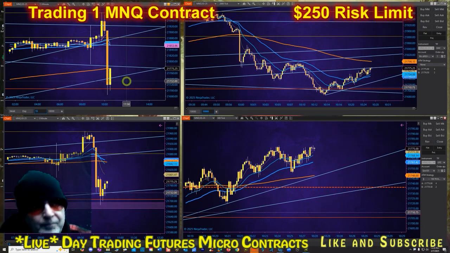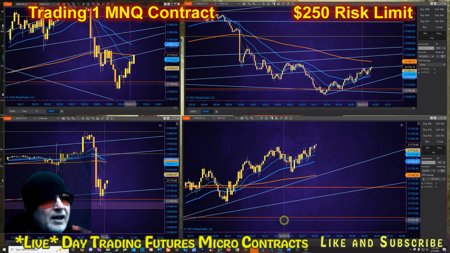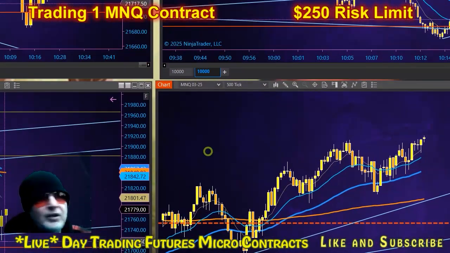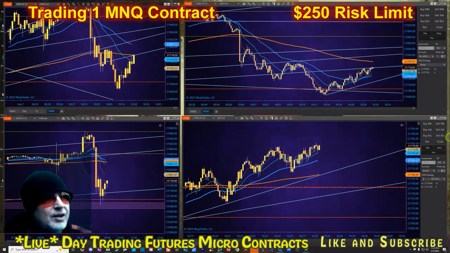If anything, I could ignore the 10,000 tick, the 15-minute, the 5-minute, and just watch the 500 tick only and take trades off of that with the moving average strategy, where price is going up over the top of all the moving averages, and buy on the green candles. Keep your stop under the recent pivots, but that's only taking one time chart into consideration.